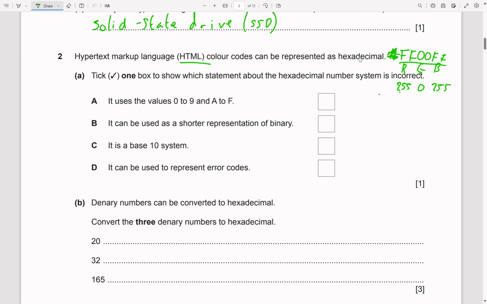Of course we can obviously change this. Let's say we've got an FF of red, maybe 47 of green, let's say, I don't know, A4 of blue, and yeah, that's going to be, well, whatever colour that is.